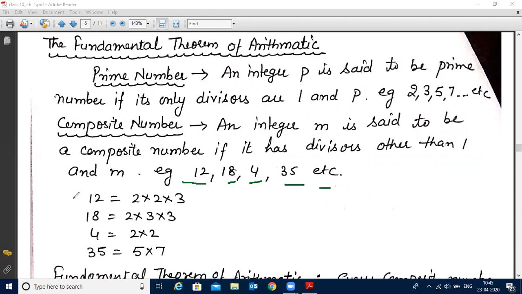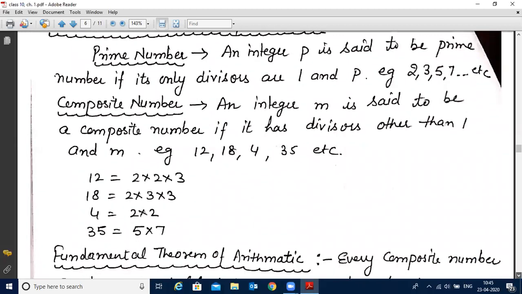For example, when we do the prime factorization of 12, it will become 2 into 2 into 3. When we do the prime factorization of 18, it will become 2 into 3 into 3. When we do the prime factorization of 4, it will become 2 into 2. So all these are composite numbers.